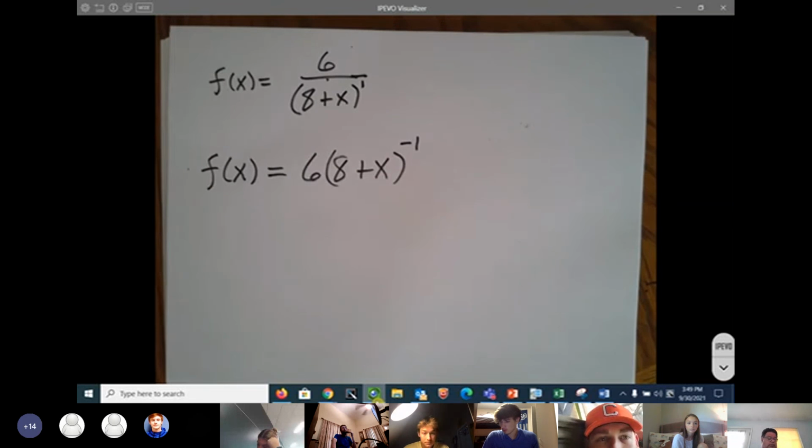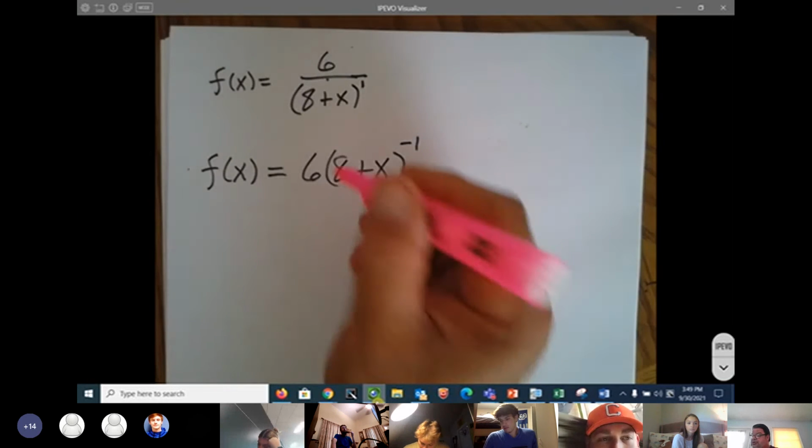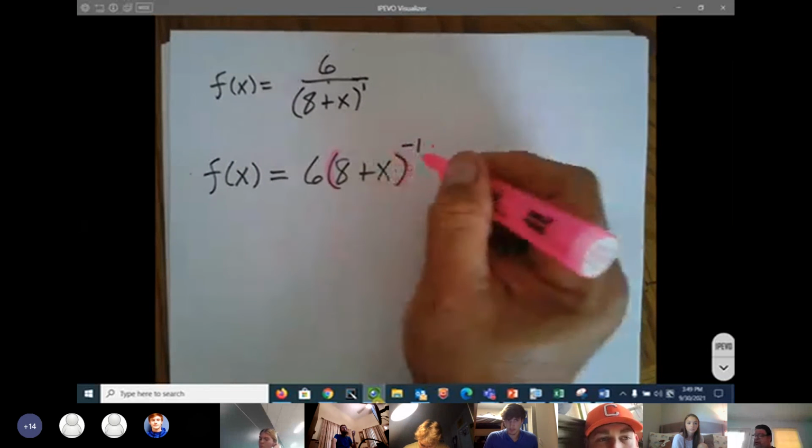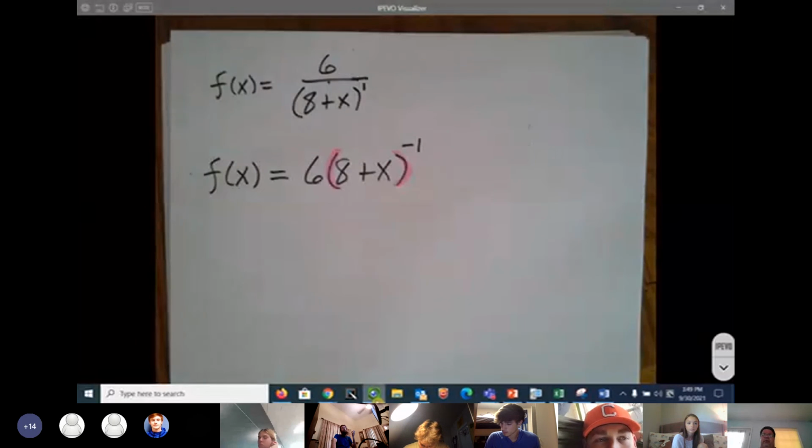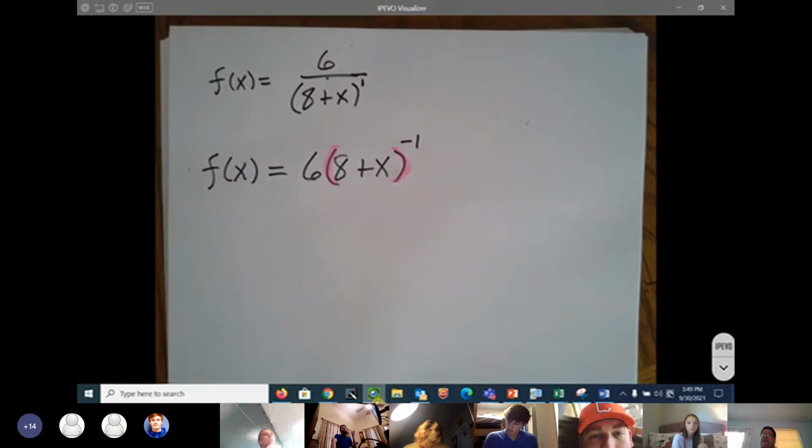Oh, gotta get my highlighter out. Am I going to do this every single chain rule that you send me? Yep, I'm going to highlight those parentheses every single time.